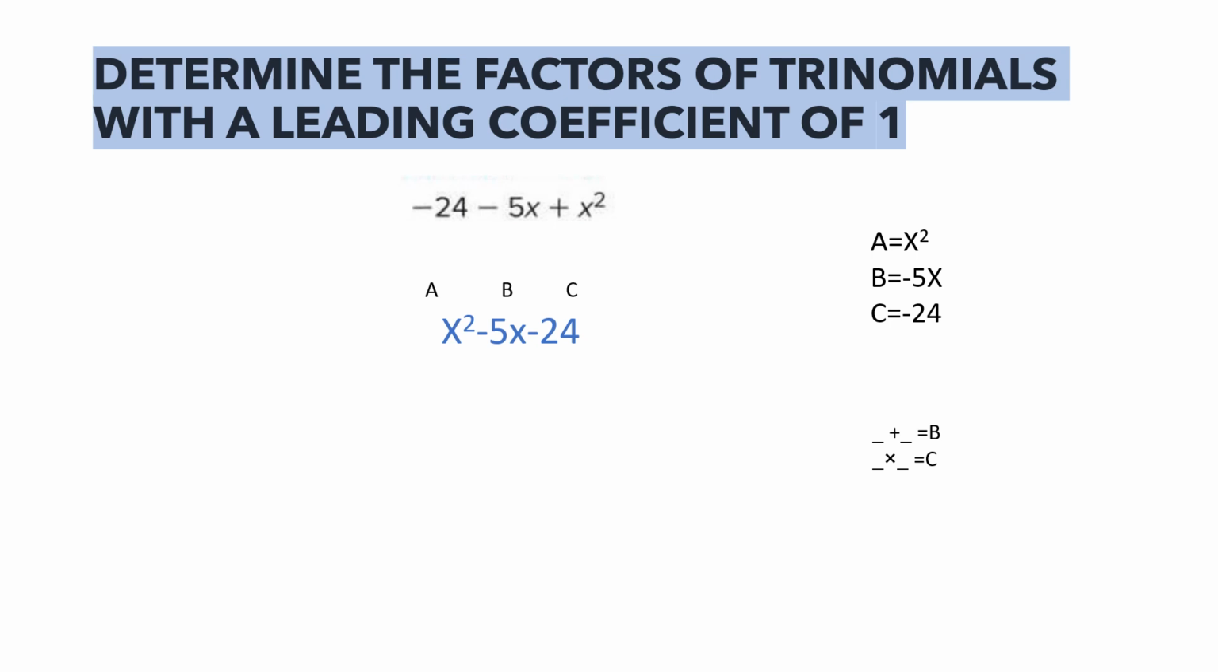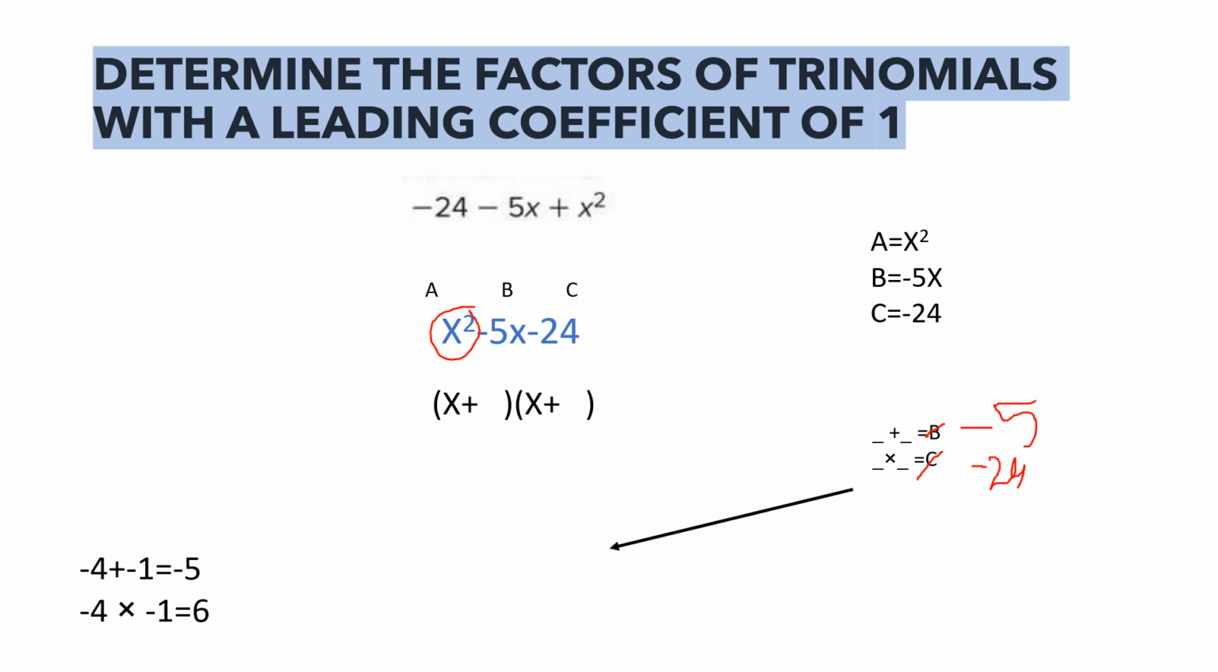Those are the rules we need to go with: two numbers that we add together give us b. In this example, our b is negative 5. So we need to find two numbers that, if we add them, equal negative 5, and if we multiply them, give us negative 24. I separated the two x's because it says x squared, and we know squared is like x times x.